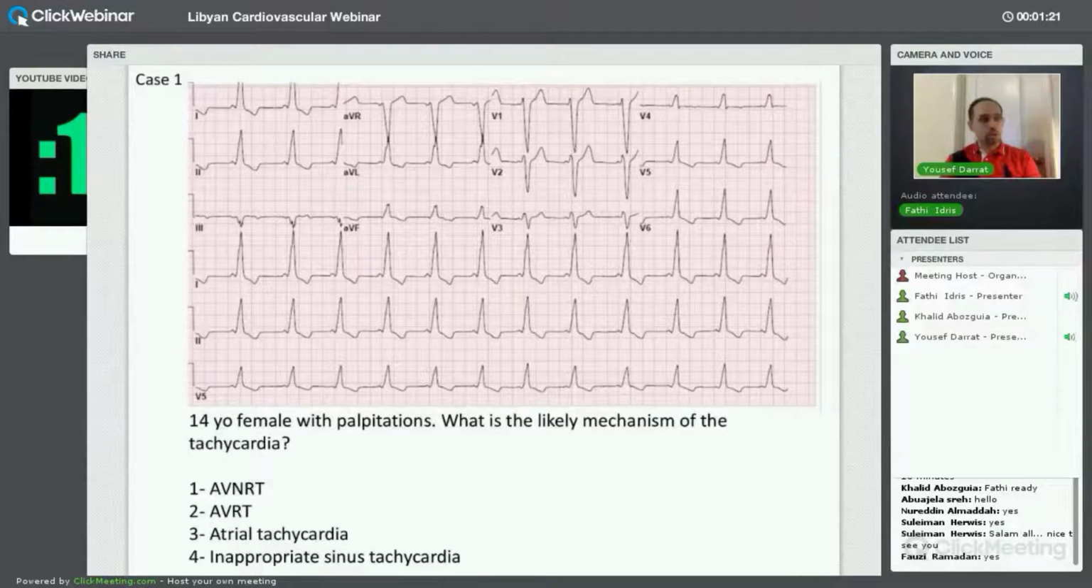I'll start with the first question, which is a 14-year-old female with a history of palpitations, presenting with this EKG. Based on this EKG, what is the most likely mechanism of tachycardia, and what's the reason for her palpitations? Choice number 1 is AVNRT, which is AV nodal reentry tachycardia, AVRT, atrial tachycardia, or inappropriate sinus tachycardia. I'll pull up the poll for you, and then you'll have 30 seconds to answer.